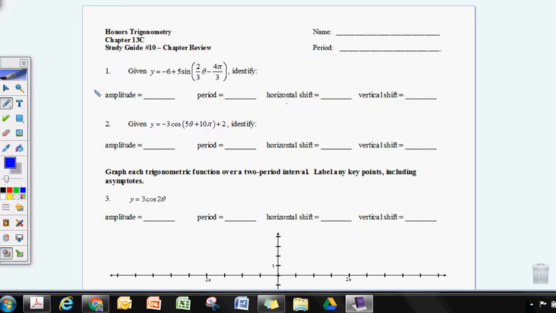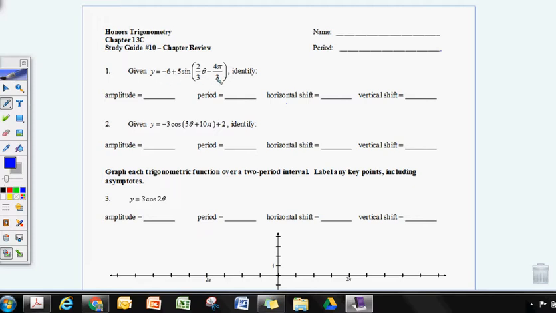To work on doing the review for Honors Advanced Algebra Chapter 13C, I'm going to tape it in little chunks. I'm going to do the first two on the first video, second two, and so forth. So for this first video, for the first page, all we're trying to do is find our A, our B, our C, and our D values.